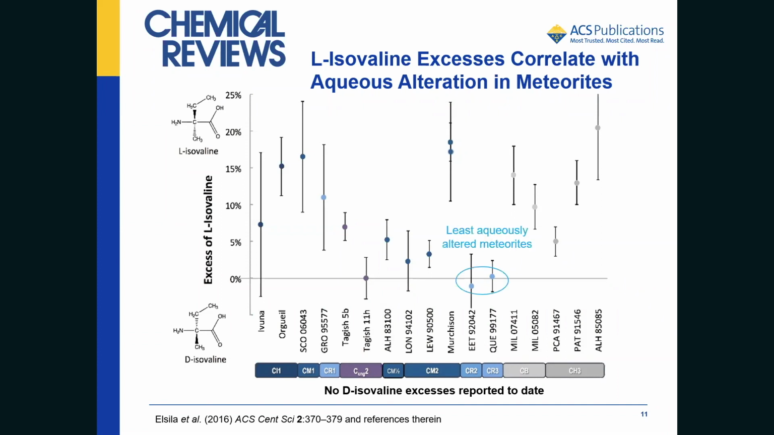And again, just pointing out that the least aqueously altered meteorites don't really have any measurable L-isovaline excesses, at least within our error. They could be there, but they're smaller than our 2 to 3% measurement error. And most importantly, no right-handed isovaline excesses have been reported in any meteorite to date. And again, this is pointing at this sort of inherent early solar system bias towards L-amino acids.